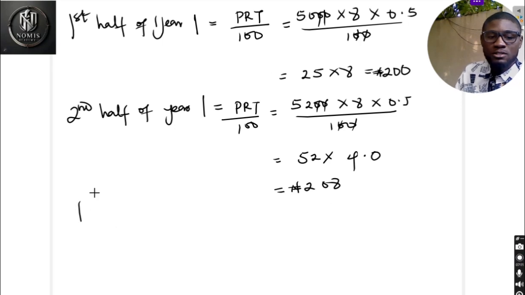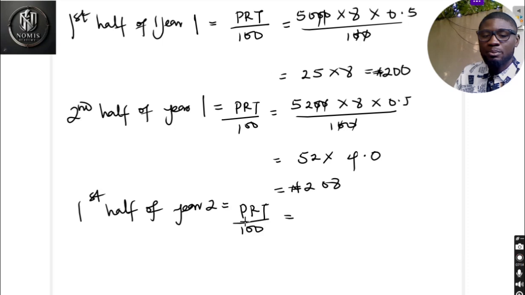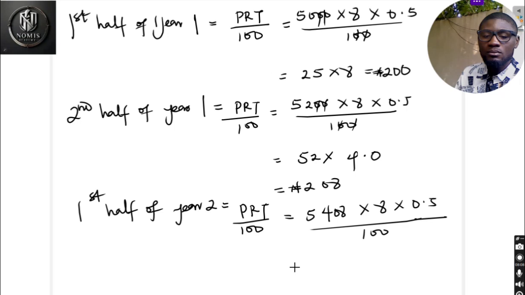Now the first half of year 2. So we still take the formula PRT over 100. However, our principal now is 5,408. So that becomes our new principal. Multiply by 8, multiply by 0.5, all over 100. So there we have 5,408 multiplied by 4 all over 100, right?